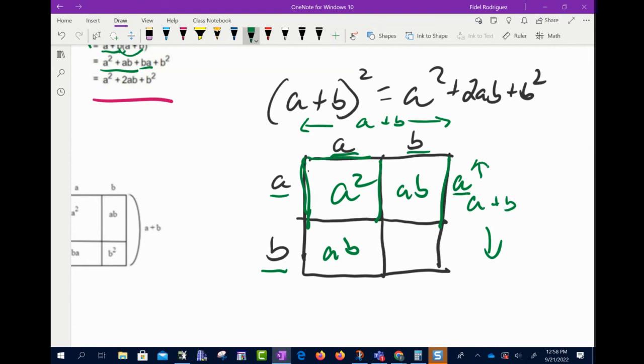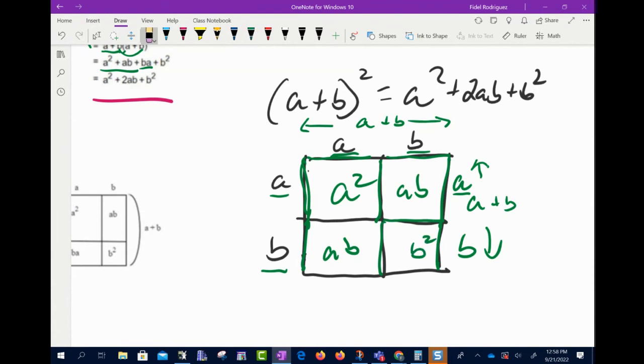So A times B, that should be another AB. And if this piece is B, that means that piece is B, and that piece is B. And if this is B, that's got to be B. So B times B, that's going to give me a B squared, okay?